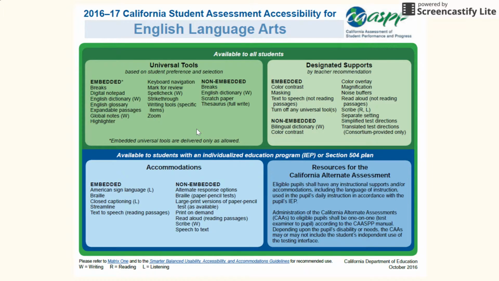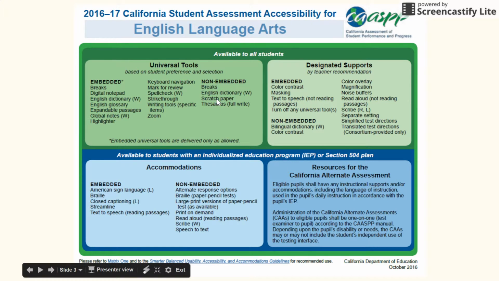These are, up in the top section, available to all students. The universal tools are available at any time during the assessment and don't require any sort of recommendation or setup in the technology itself. You will see two columns in this English Language Arts section under the Embedded section. Embedded means that it's built into the assessment itself and it's available during the appropriate questions. Non-embedded means that they are provided by an outside source.